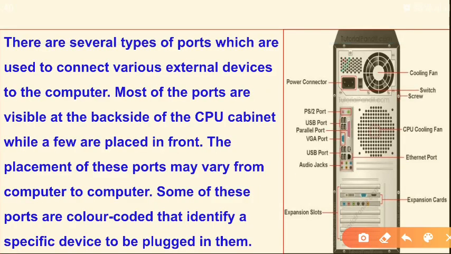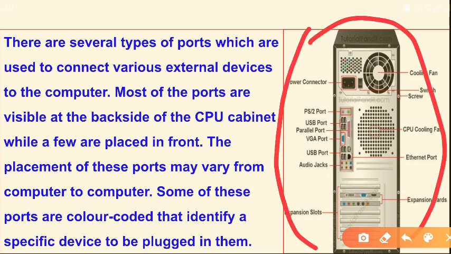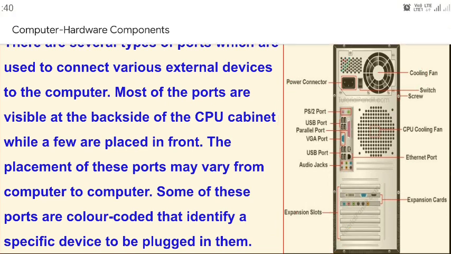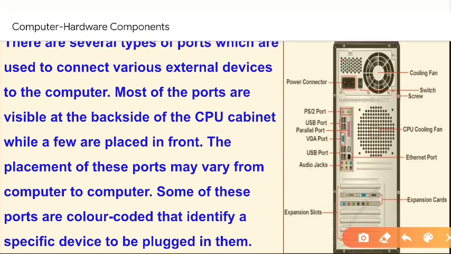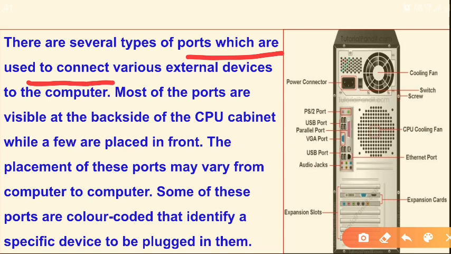Now you can see this diagram over here. These are different audio ports, then these are different ports over here: PS2, USB, parallel port, VGA, USB port, audio jacks, etc. So these are different ports that are present on your computer. There are several types of ports which are used to connect various external devices to the computer.